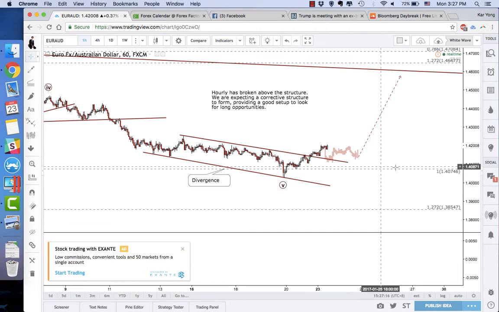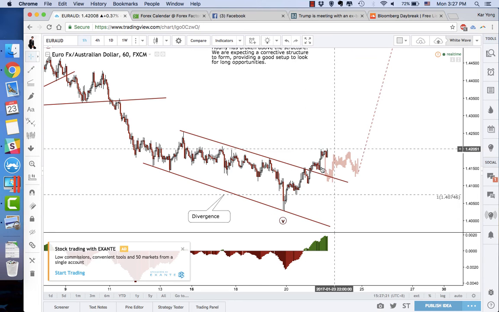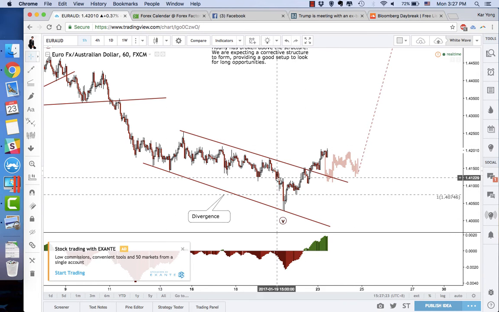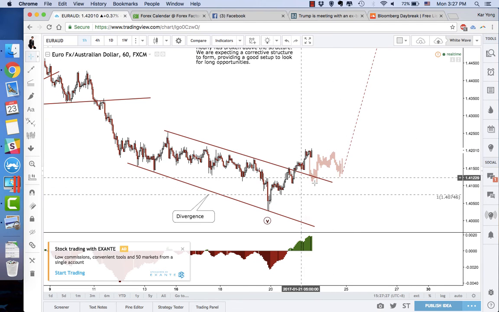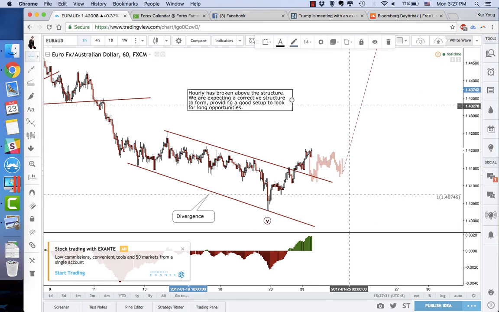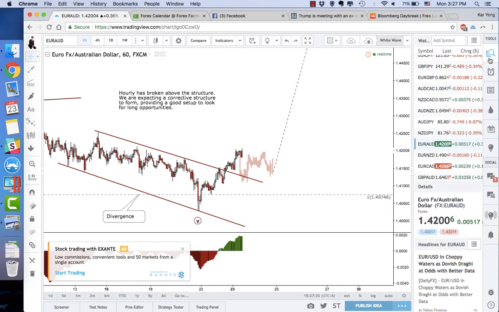If I go over to the hourly time frame, you can see that price has broken above the structure as well. So right now we are waiting for confirmation, for price to show some form of corrective structure to show that yes, it's going to go up, and then that's where we're going to take a long opportunity and go for the home run for 2017, trade of the year.